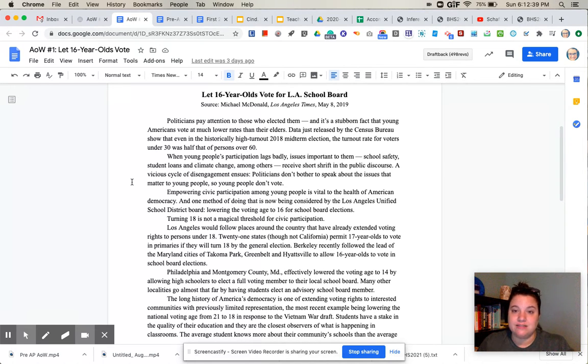You will be expected, though, part of your points that you get for this assignment is this annotation, so it's not optional. You have to do this, okay? I'm going to read through the article with you.